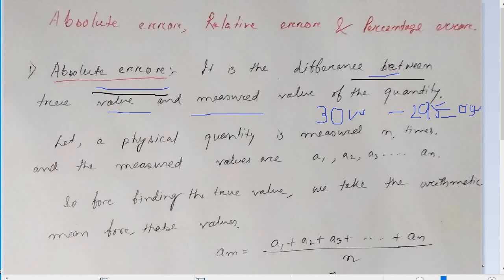So there may be a question, what is the true value of the quantity? How do you know the true value of the quantity? For that we measure the quantity an infinite number of times, take the average of that, and that is supposed to be the true value of the quantity.